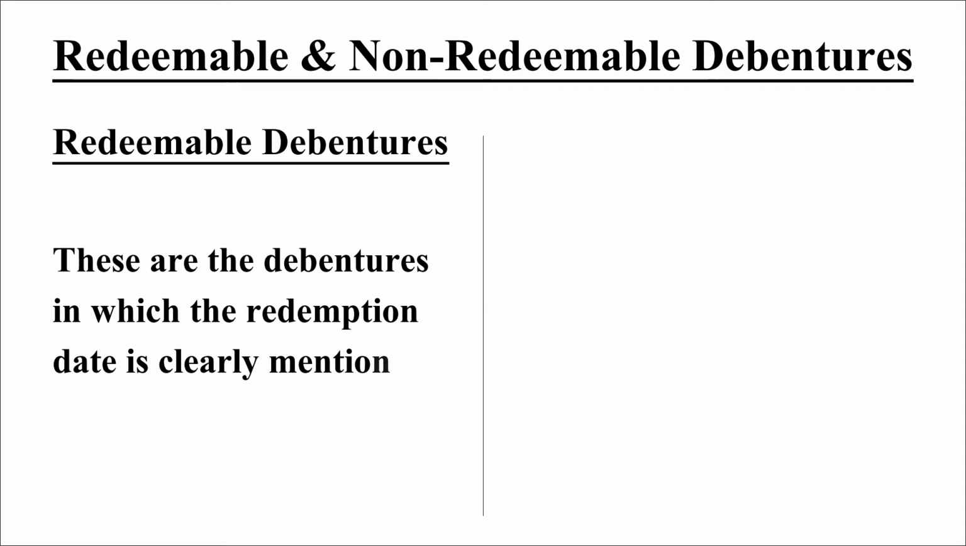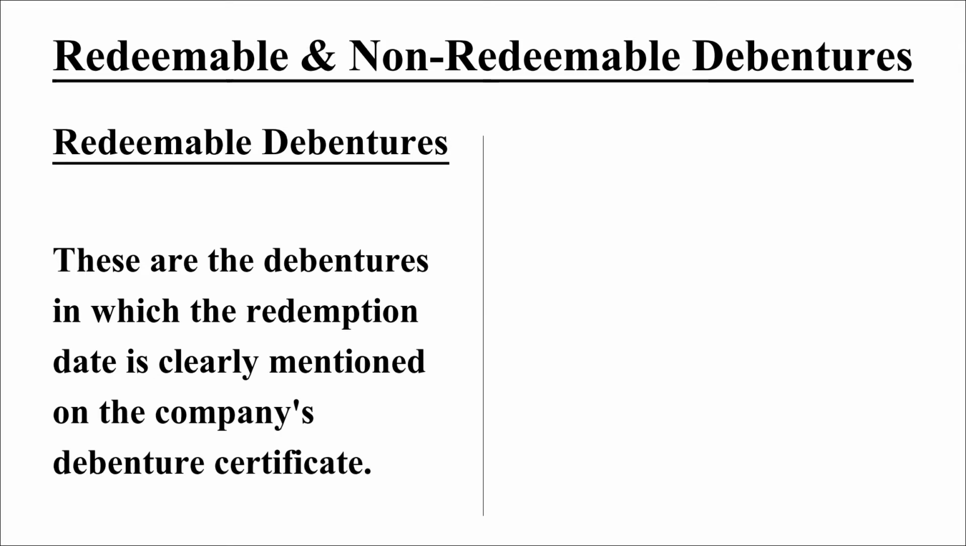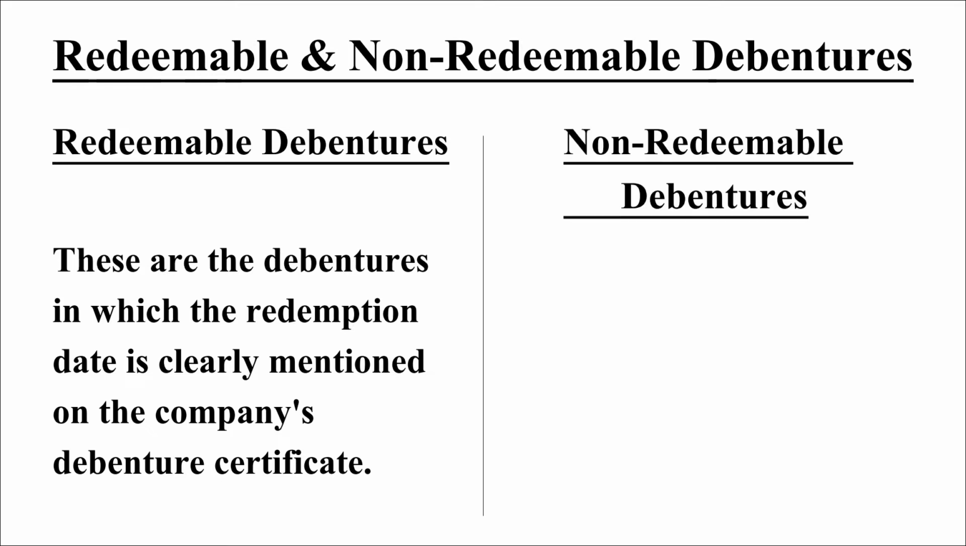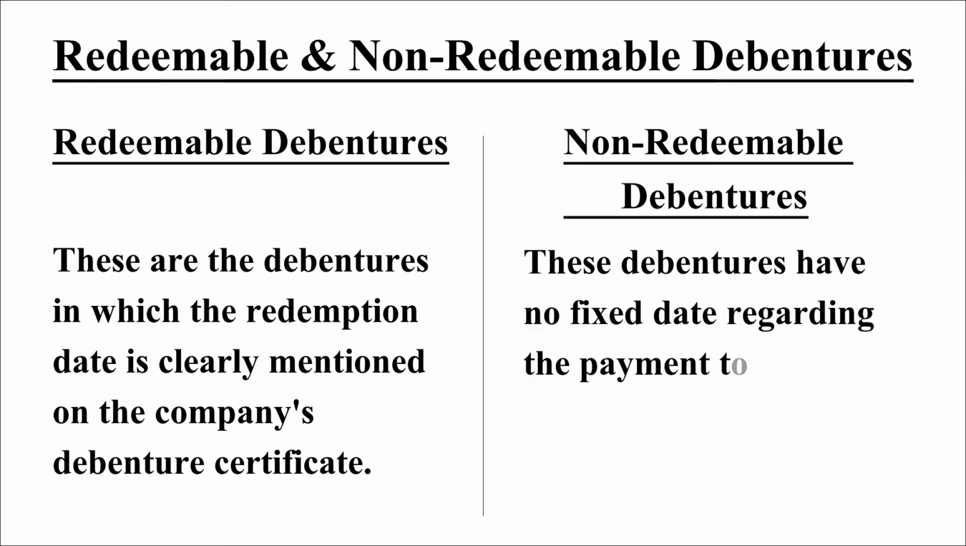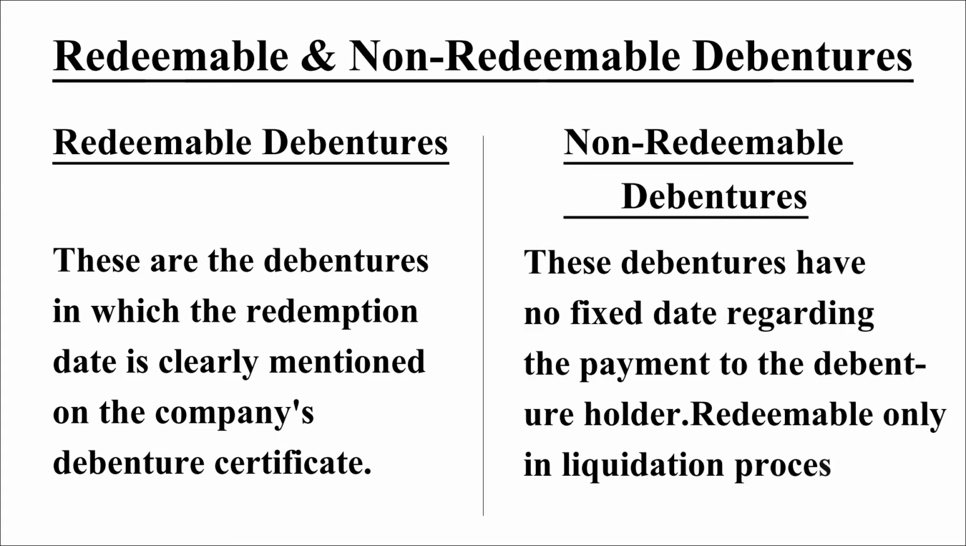Redeemable and non-redeemable debentures. Redeemable debentures. These are the debentures where the redemption date is clearly mentioned on the company's debenture certificate. Once the redemption date comes, the company is bound to return the principal amount to the debenture holder. Non-redeemable debentures. These debentures have no fixed date regarding the payment to the debenture holder. It is redeemable only when the company goes into the liquidation process.